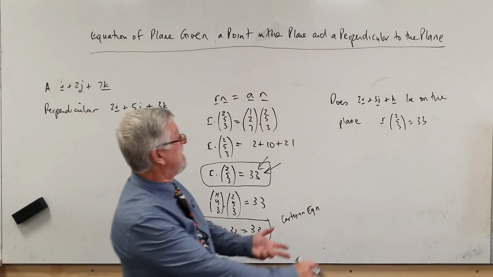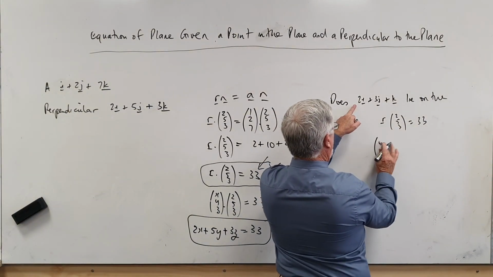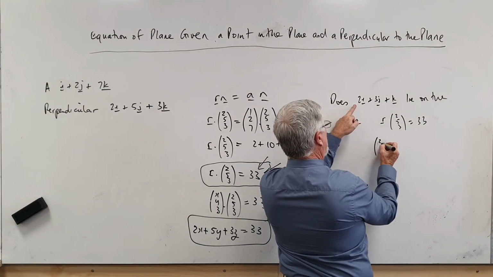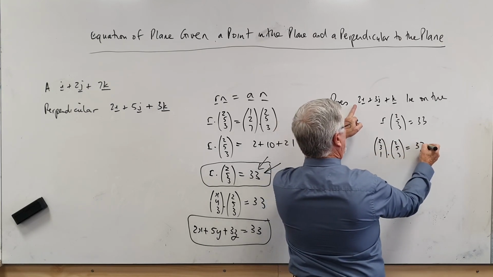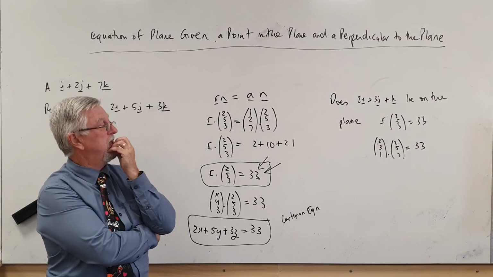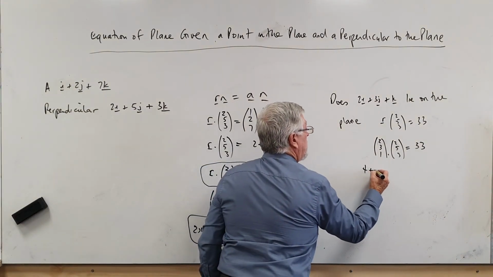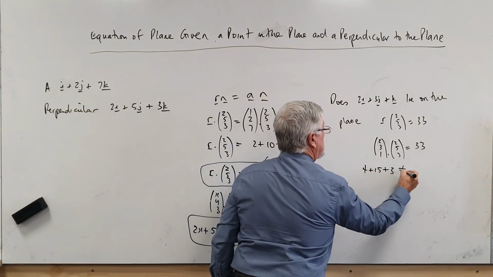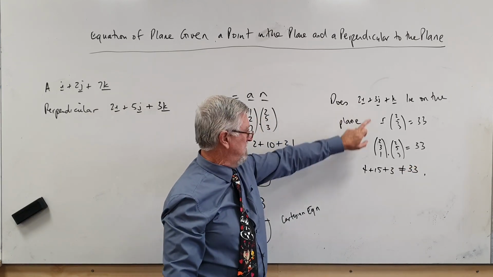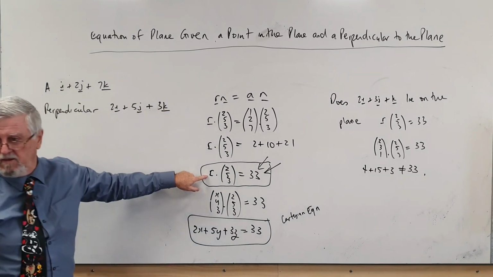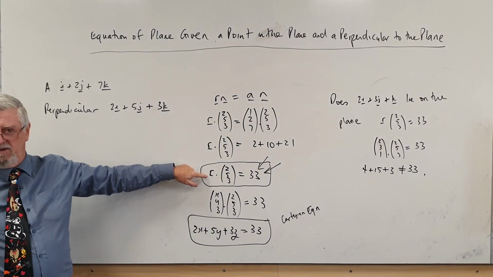Talk about mine. So let's do it. Slow down, I'm rushing. 2, 3, 1 dotted with 2, 5, 3. Does that equal 33? 4 plus 15 plus 3 does not equal 33. So does that point lie on the plane that we just determined? The answer is no.